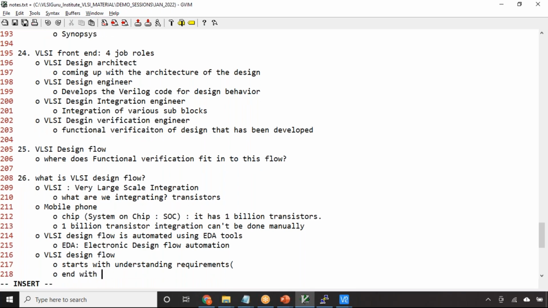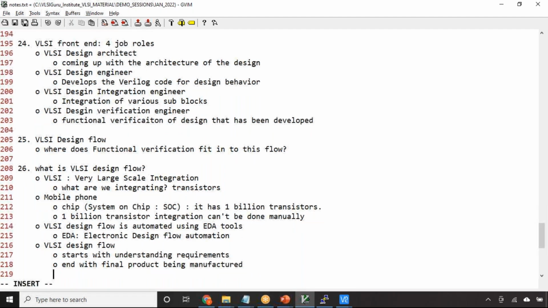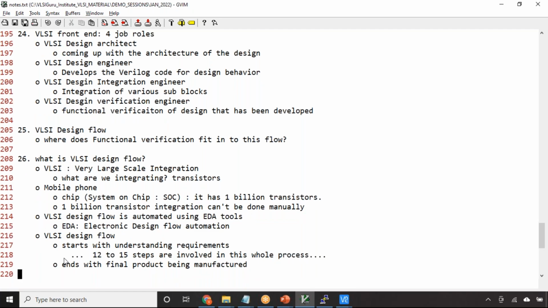And it ends with the final product being manufactured and given to the customer. So the VLSI design flow starts with understanding of the requirements. It ends with the final product being fabricated, manufactured. In between, it consists of multiple steps. Around 12 to 15 steps are involved in this whole process. You're getting the point?